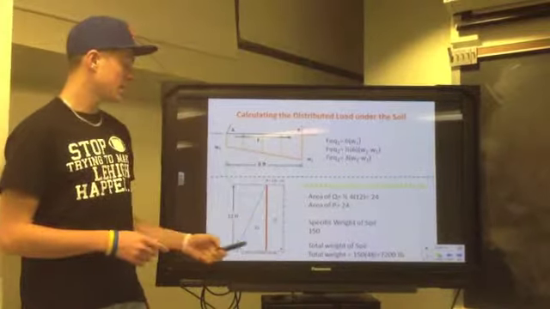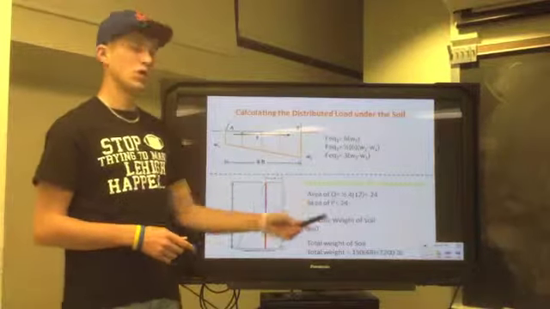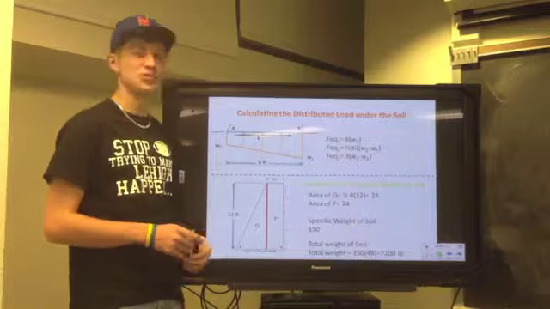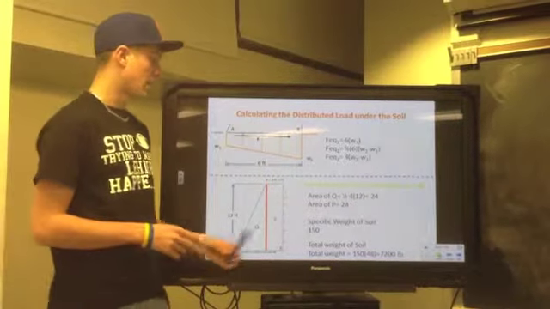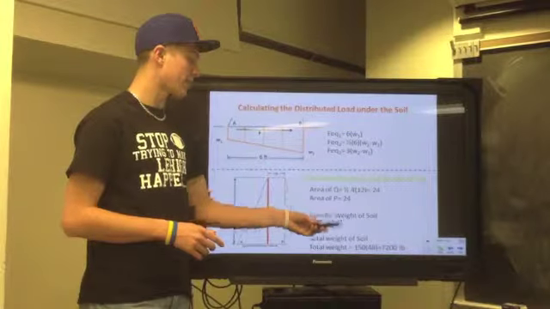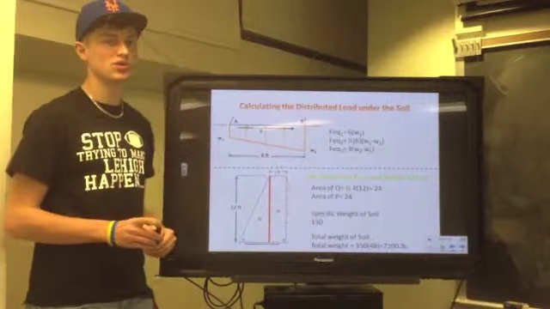The area of P is going to be 2 times 12, which is also 24. The specific weight of the soil, which is given in the problem, is 150 pounds per cubic foot. So multiplying 150 times 48, which is our two areas, gives you a total value of 7,200 pounds.